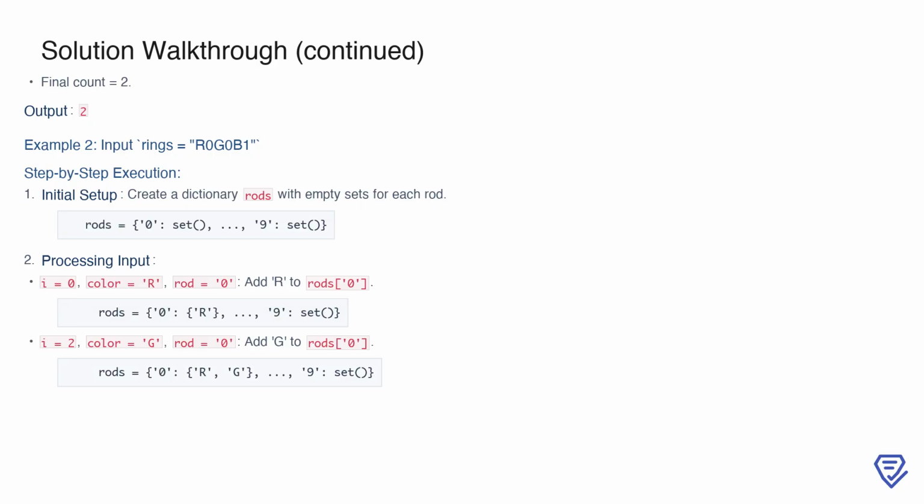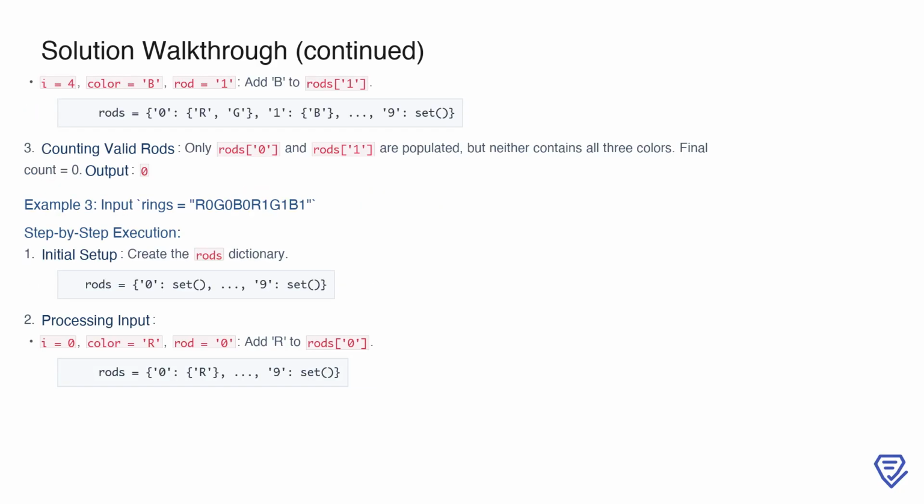Here, the input ring string is R0G0B1. As before, we initialize the rods dictionary with empty sets for each rod. Moving on to process the string, the first pair, R0, adds R to rod 0. Then, G0 adds G to the same rod. So far, rod 0 contains R and G. Next, the pair B1 adds the color B to rod 1. At this point, rod 0 contains the colors R and G, while rod 1 contains only B.